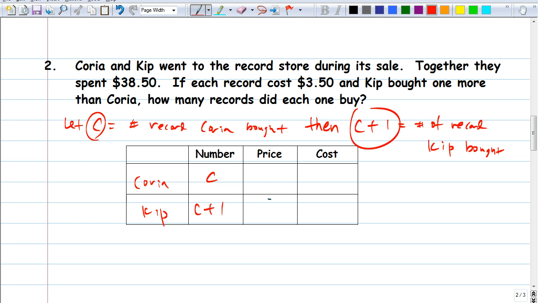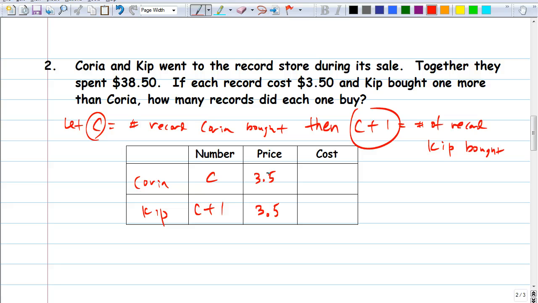Then Livy? $3 and 50 cents, for which one? Both is correct this time, right? I guess all the records are the same price. Now, should I write 3.5 or 350 cents for this one? I think 3.5 would be better. I don't want to write this as 350 cents, okay? It's too much. All right.